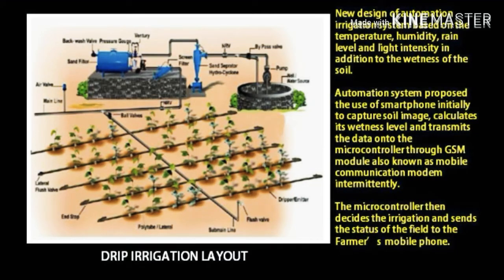Thus, this research has introduced a new design of automated irrigation system based on the temperature, humidity, rain level, and light intensity, in addition to the wetness of the soil. The automation system proposes the use of a smartphone initially to capture a soil image, calculate its wetness level, and transmit the data intermittently to the microcontroller through a GSM module, also known as a mobile communication modem. The microcontroller then decides the irrigation and sends the status of the field to the farmer's mobile phone. The methodology and working model of the proposed system will be explained in the next section.